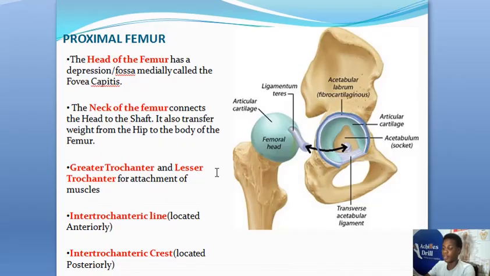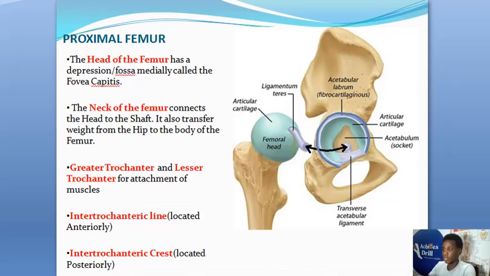Okay, in the proximal part of the femur, there are some important structures around it. There is this very prominent head, the head of the femur, and then there is the neck of the femur. There are even some trochanters. There is the greater trochanter, the lesser trochanter, and many other structures. We'll discuss each of them.